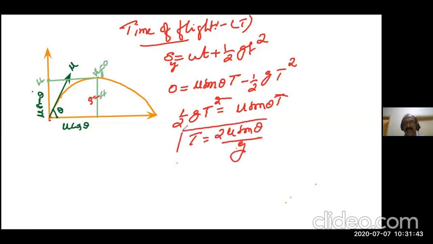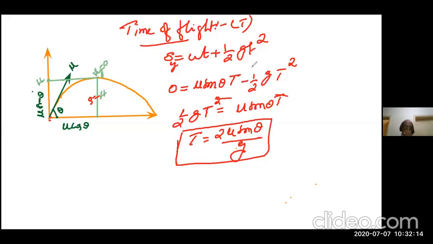This is time of flight. This is another important derivation. G here we should take positive, right? Already minus we substituted. Now doing numericals, it should not put minus again, because already minus I put here.